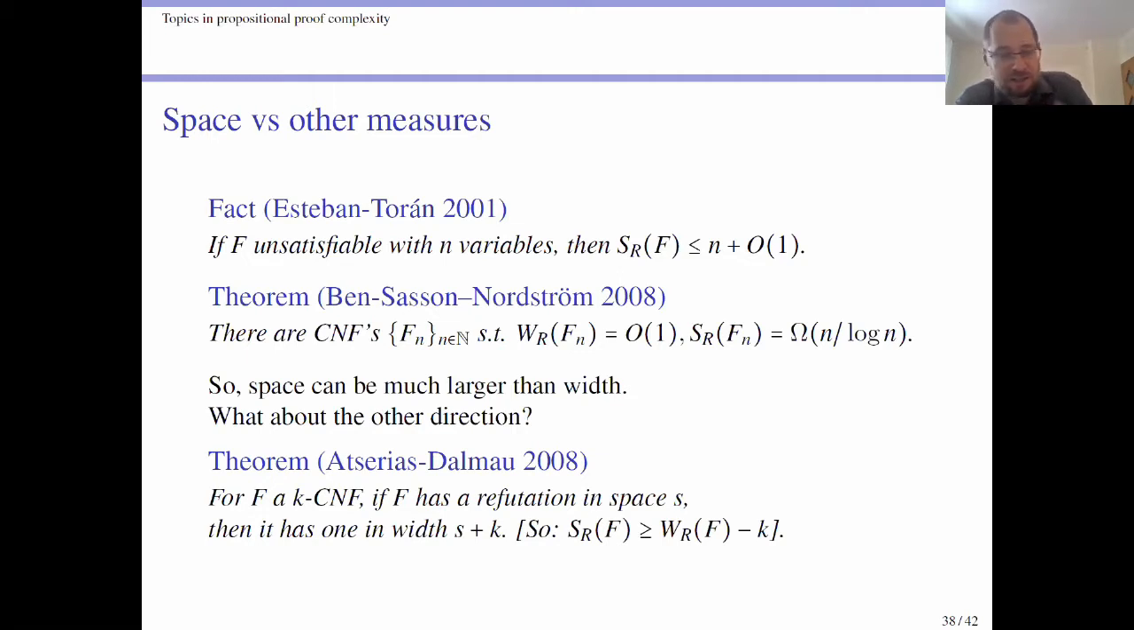So if you've got a k-CNF and you can refute it in a certain amount of space, then you can refute it by a different refutation completely with the same amount plus just the width of the formula, just the k where the formula is a k-CNF. So if you turn it around, this says that the space needed for refuting a formula is essentially lower bounded by the width minus the k that appears over here, okay?